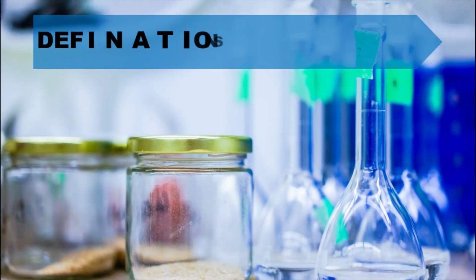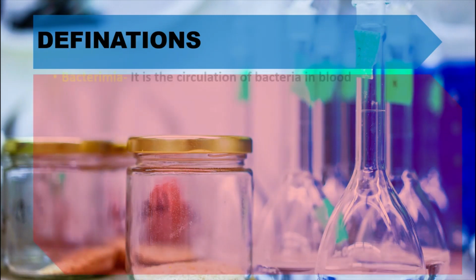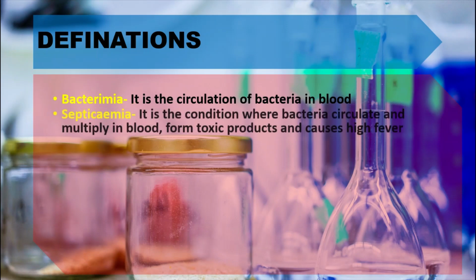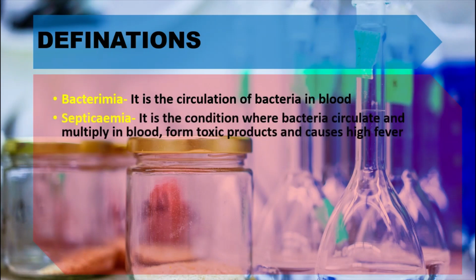We'll see some other definitions which are related to infections, such as bacteremia. Bacteremia means the circulation of bacteria in the blood. Only the presence of bacteria in the blood is referred to as bacteremia. While the term septicemia is used for the condition where bacteria circulate and multiply in the blood, forming toxic products and causing high fever. So the basic difference you can see: bacteremia means only presence and circulation, while septicemia means multiplication, formation of some toxic product and the circulation of that product.